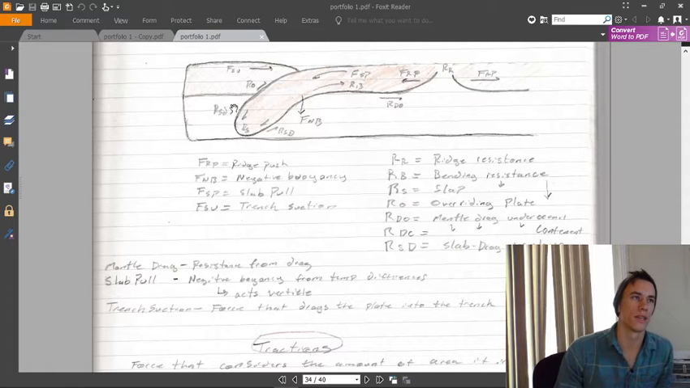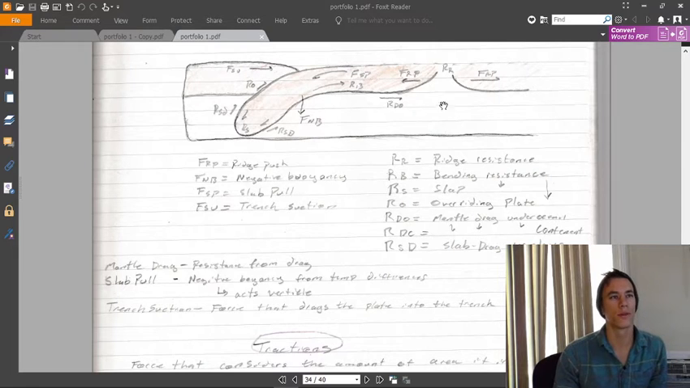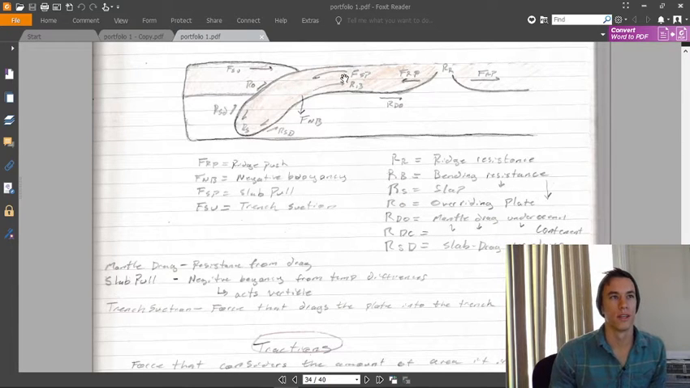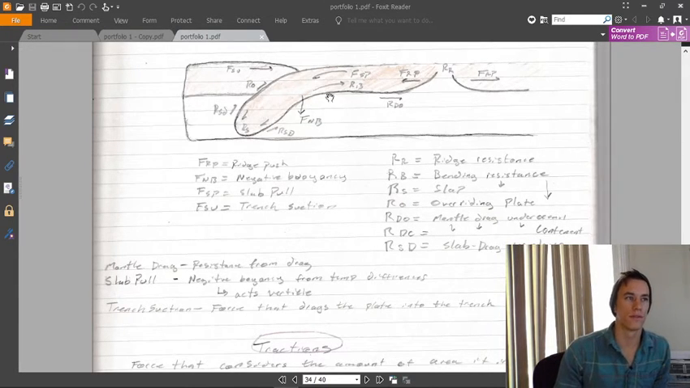Down up here is the FSU, the trench suction, so that's pulling it down, and then the RO should be the resistance of the overriding plate, so that's pushing it back up. It's just showing a diagram of the interplay of forces within one geologic area, and how you have to consider a lot of the different stuff that's going on.